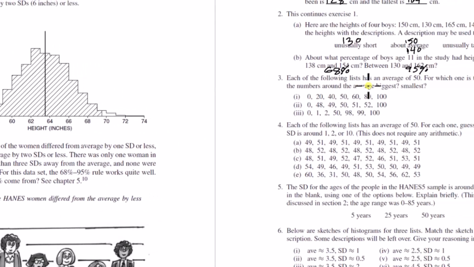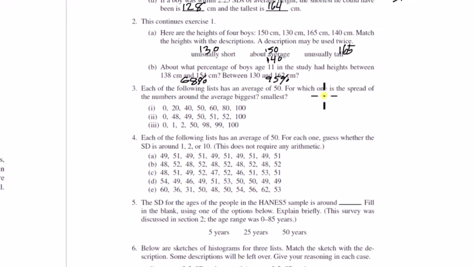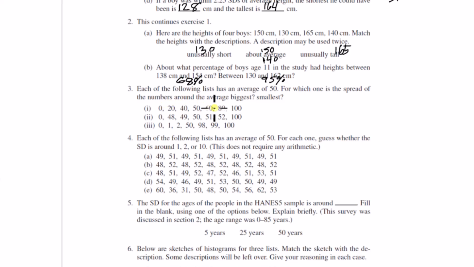Each of the following lists has an average of 50. For which one is the spread of the numbers around the average biggest or smallest? Okay, so each of these has an average of 50, and it puts them in ascending order, which is nice. It makes it easy for us to analyze. They all go from 0 to 100. Average is 50 for each one of these. What else? Well, okay, 1, 2, 3, 4, 5, 6, 7.